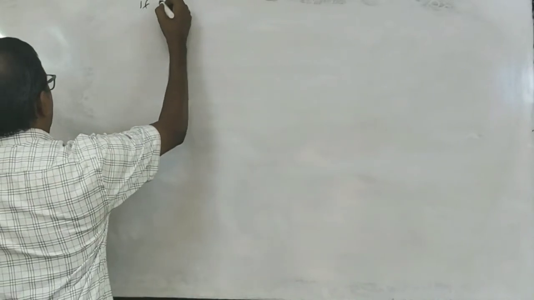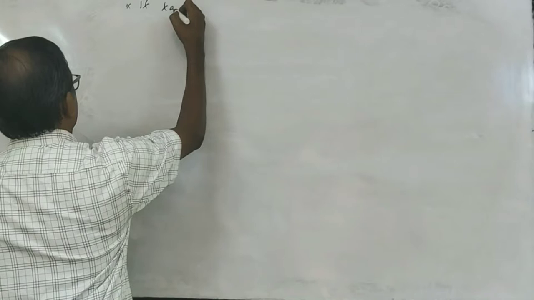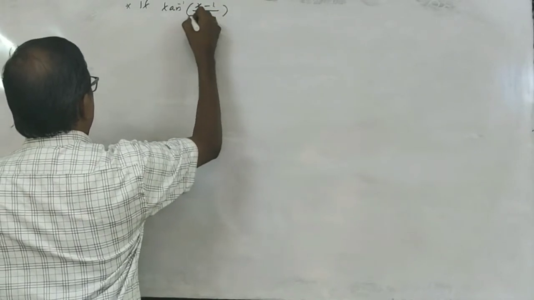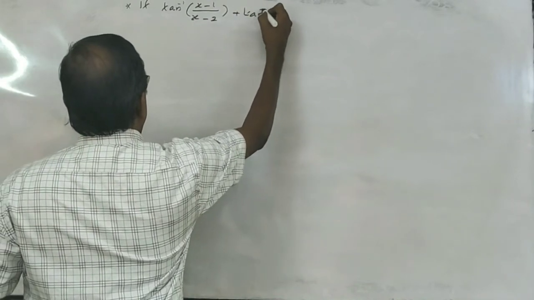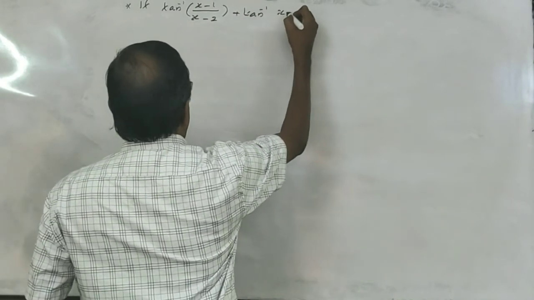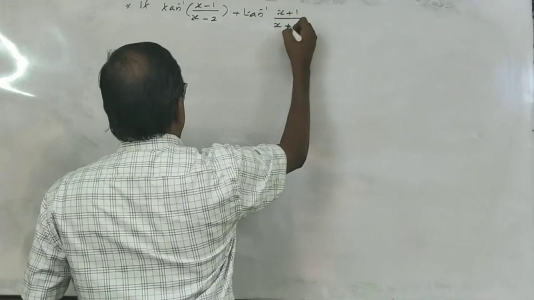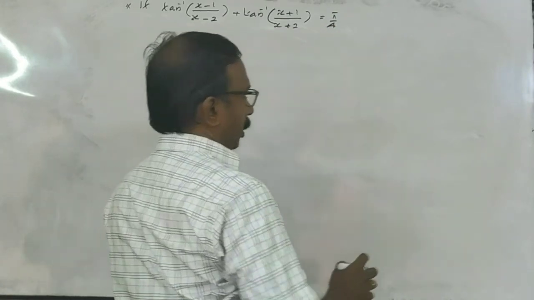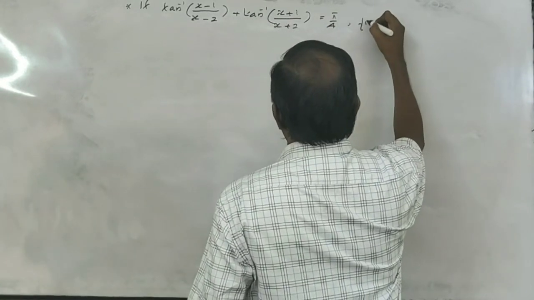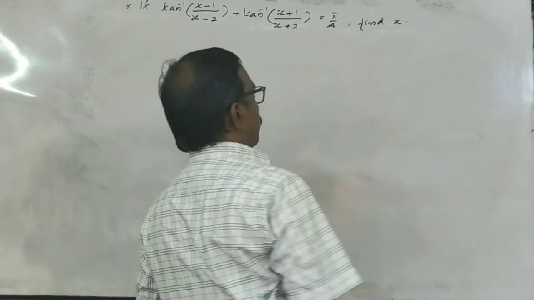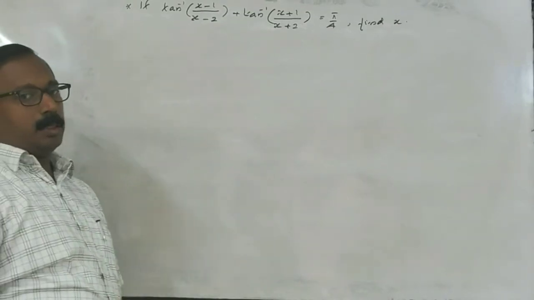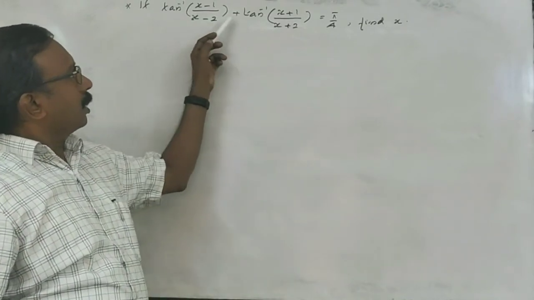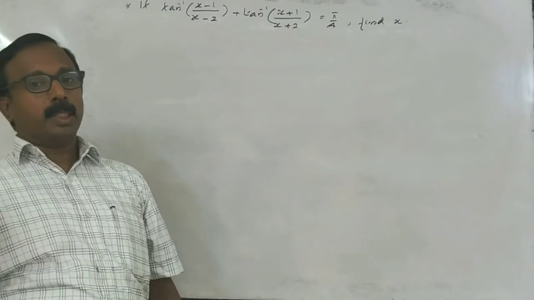if tan inverse (x minus 1) by (x minus 2) plus tan inverse (x plus 1) by (x plus 2) is equal to pi by 4, find x. This question can be asked as: solve for x if tan inverse this plus tan inverse this is equal to pi by 4, isn't it?